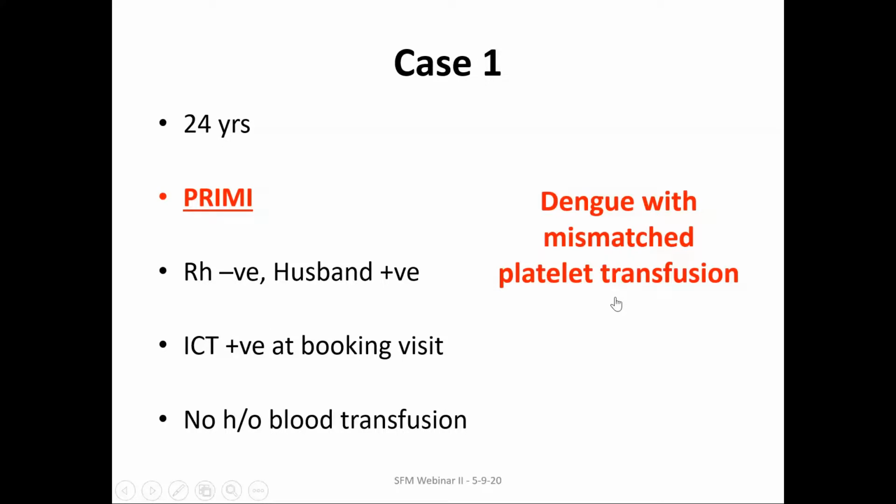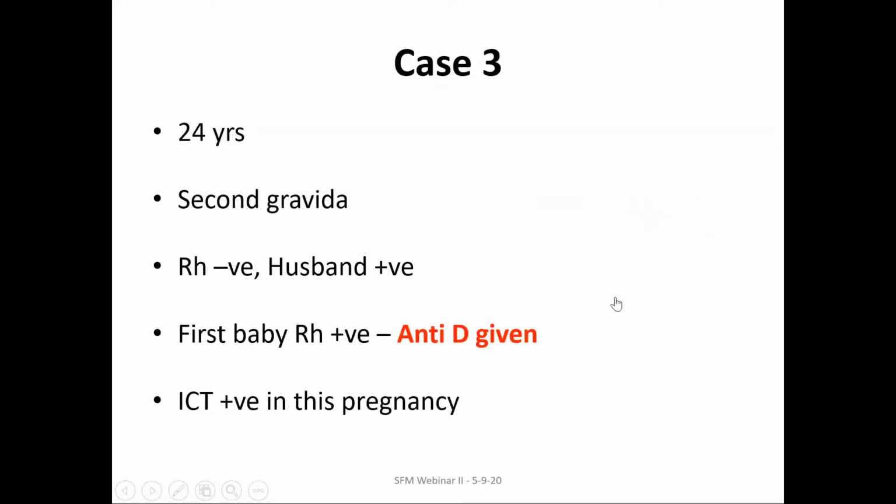Now, we clearly discussed case 2, so we will jump to case 3. So case 3 was a second gravida, negative positive couple, where despite the anti-D being given, this lady tested ICT positive in this pregnancy. Now, this is a very, very clear case of anti-D failure. We had elaborately discussed this in part 1 of this webinar. We said anti-D failure is not an uncommon phenomenon.